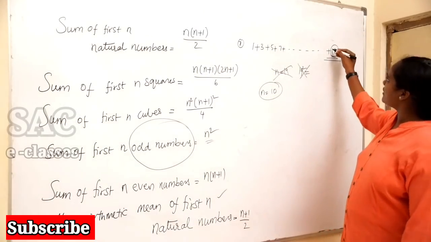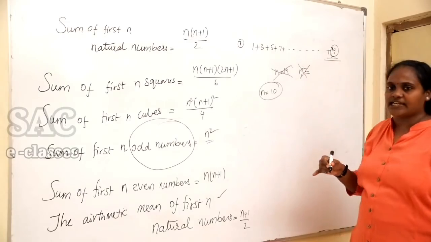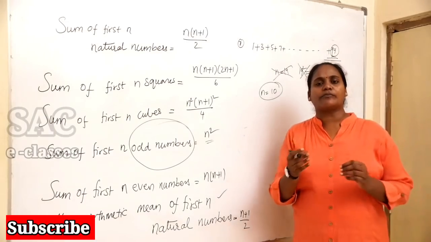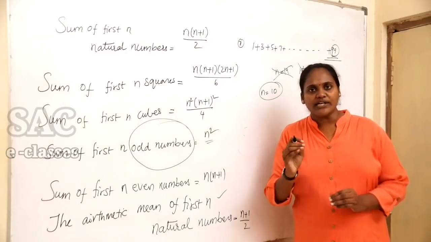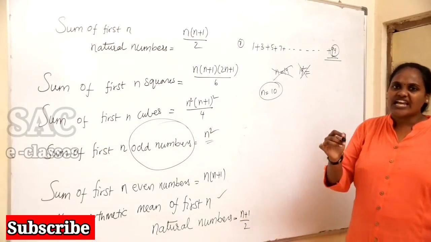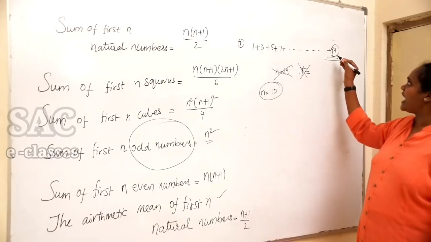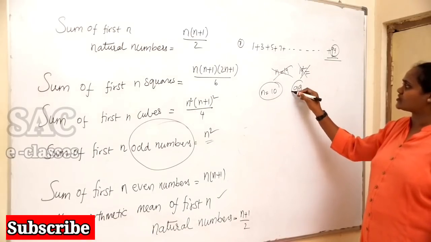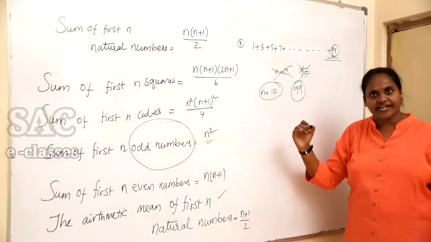Maybe if the number is not 19 but 99, is it possible to find out by counting in this way? No, it is not possible. Then what can we do? We have to observe what is the last odd natural number that is given. What is that?